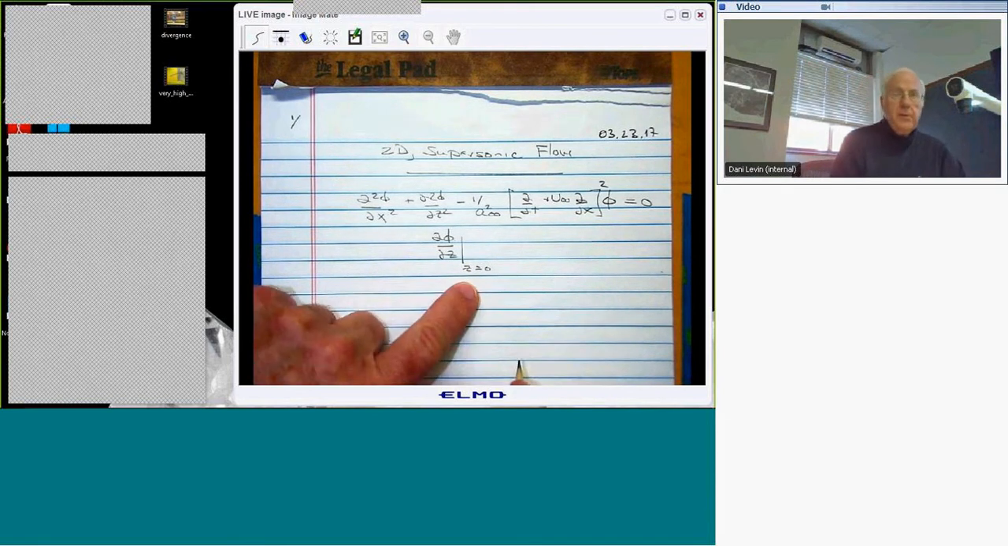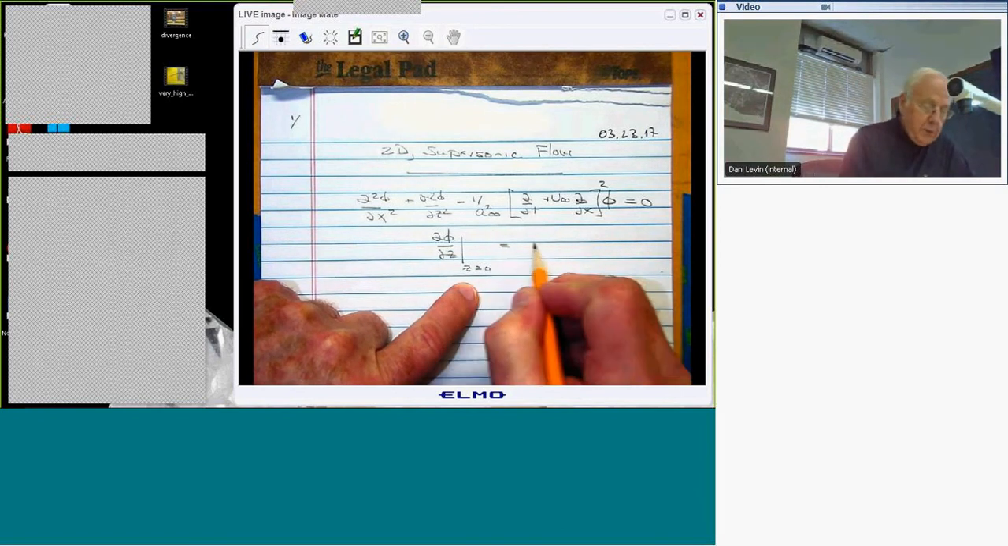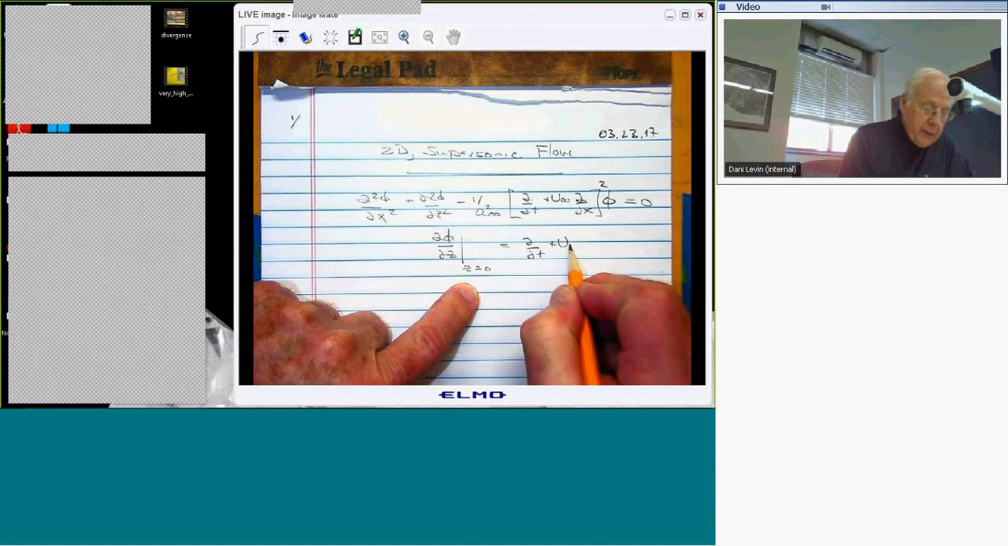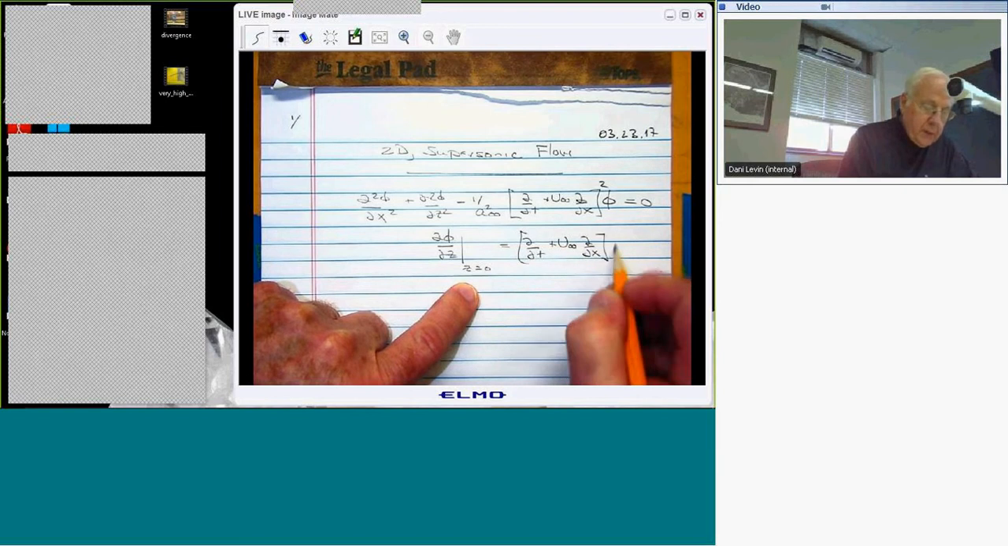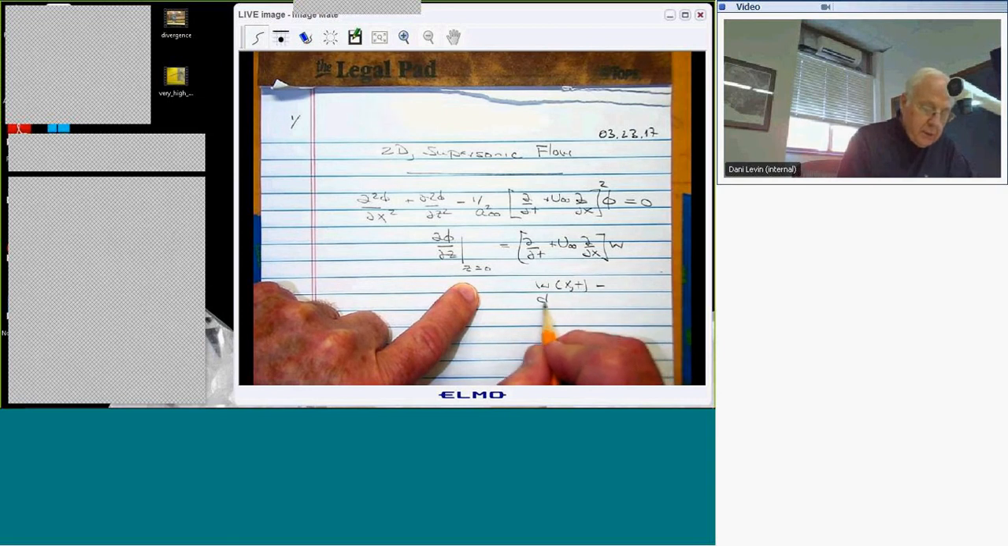And at the surface of the wing, which we approximate as being in the plane when z equals 0, that must be equal to the velocity of the body, which again is this convected time derivative times w, where w, a function of x and t, is the displacement of the body.